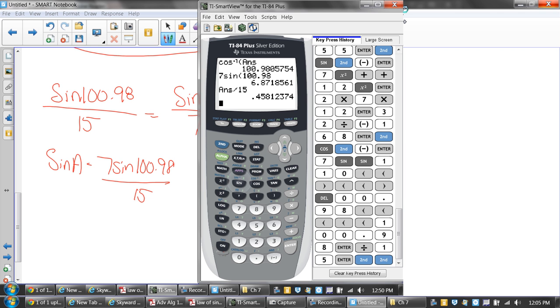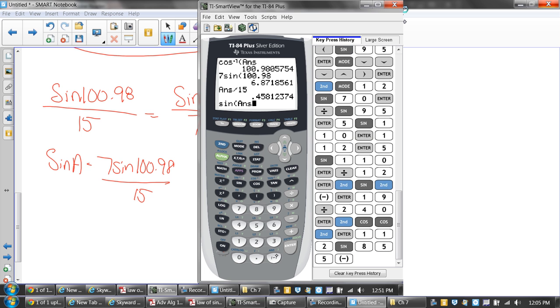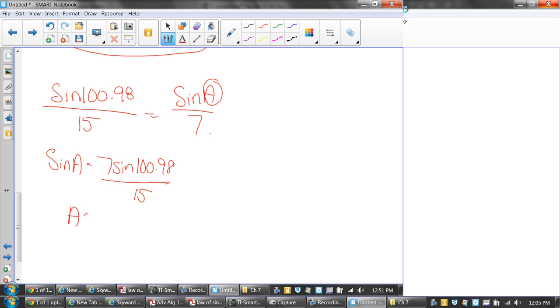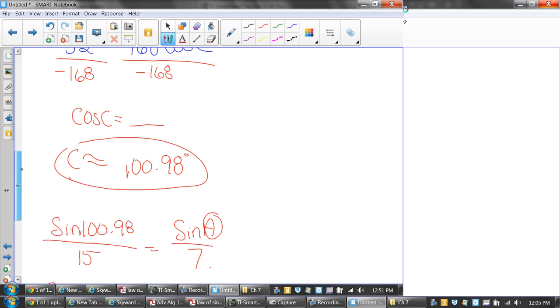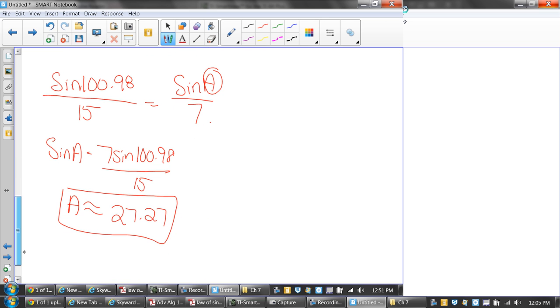Inverse sine. You should get 27 percent, let's do 7. Yep, perfect. Then you had three sides, you need three angles. You have two angles, so you just subtract from 180, which makes B what? 51.75.